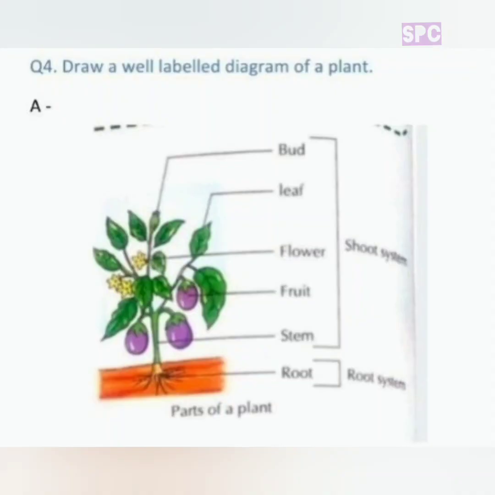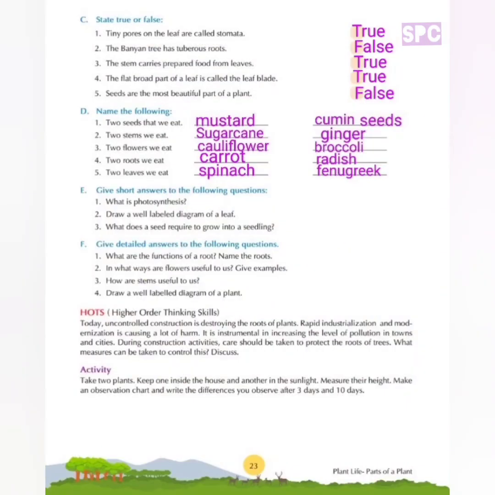Question number 4. Draw a well-labeled diagram of a plant. So children, here you can see a well-labeled diagram of a plant. The same you can draw in your notebook. Next is HOTS. Today, uncontrolled construction is destroying the roots of plants. Rapid industrialization and modernization is causing a lot of harm.